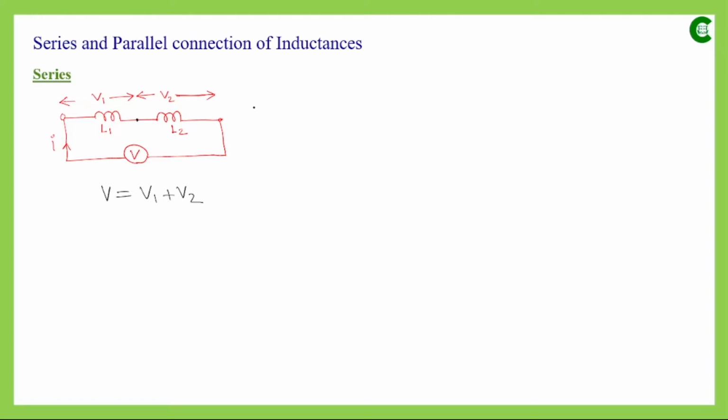Now from Faraday's law of electromagnetic induction, we know the voltage drop across any inductor. If we go by the individual voltage drop values, then we can write that V1 will be equal to its inductance value L1 times di by dt, and V2 will be equal to L2 times di by dt. These two inductors are connected in series, so their current value will be the same, and that's why in both equations the current has been taken as the same, I.